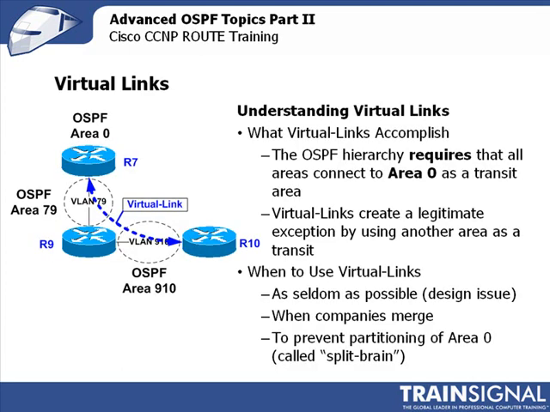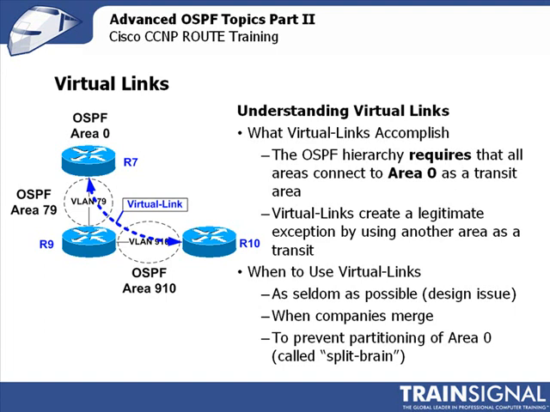First, using a snippet from our lab to the left, we want to actually understand what virtual links accomplish. If you'll notice, VLAN 79 is OSPF area 79. It's directly connected to area 0 through router 7. OSPF area 910, on the other hand, is not connected to area 0 and therefore violates the rules. And if you actually go into the router interface, it'll say that it's not connected to area 0, and it'll complain over and over again until it's fixed.